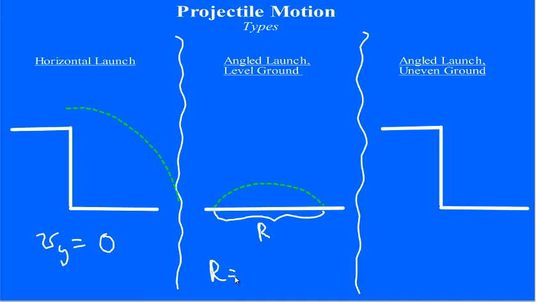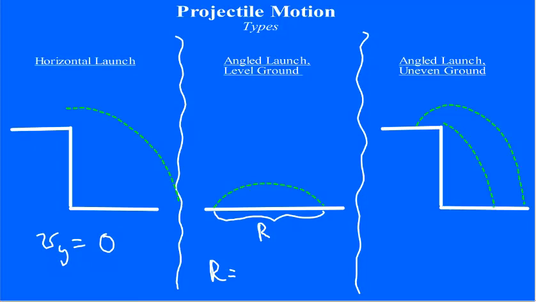Okay, and then finally we have here on the right, the most complex kind, which would be angled launch on uneven ground, right? That could be like this. Okay, let me use the dotted line. That could be like this, okay? Or it could be like that, right? Initial downward angle like that. So that would be the most difficult kind.